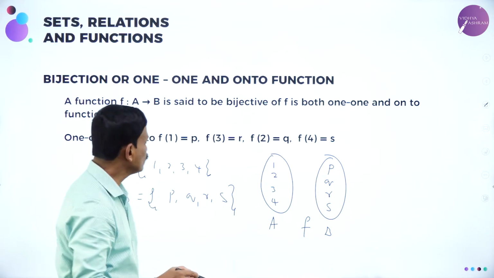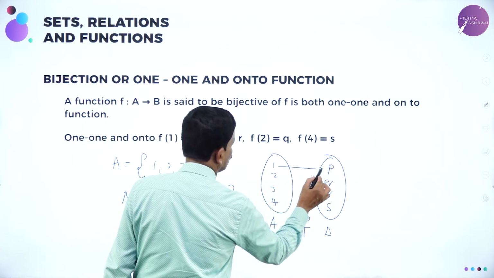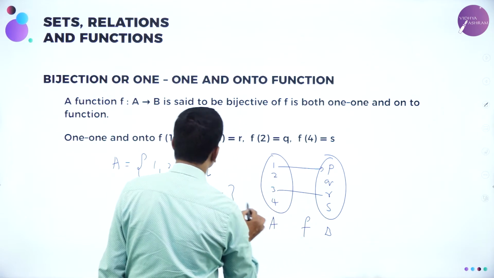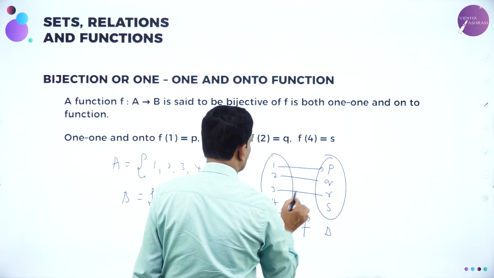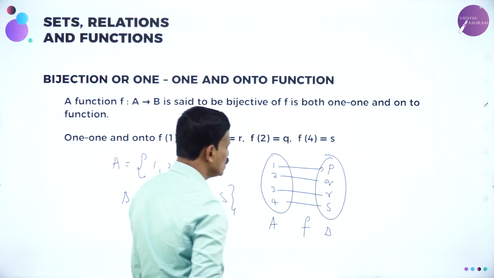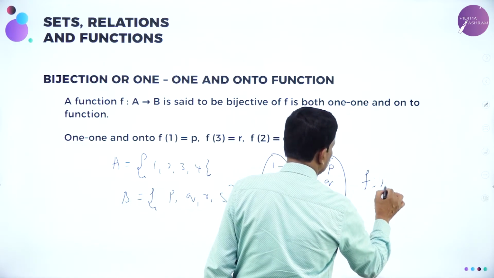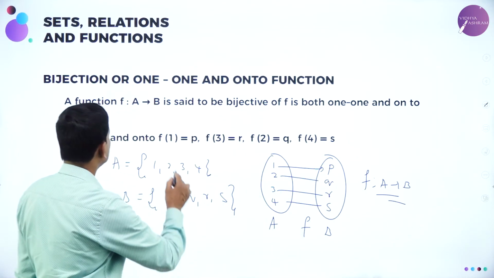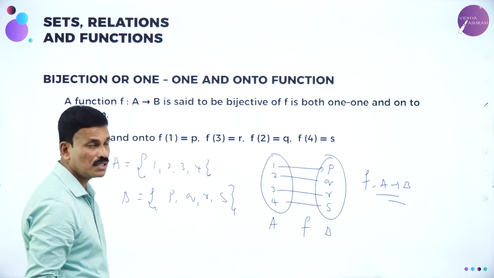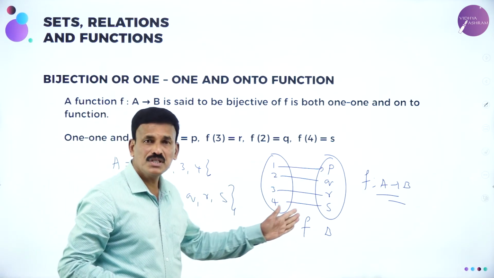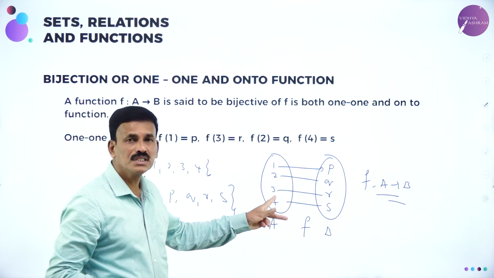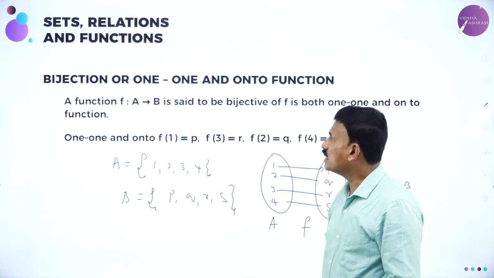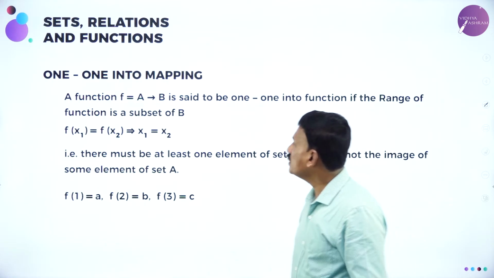Now what is the map given? f of 1 is equal to p, f of 3 is equal to r, f of 2 is equal to q and f of 4 is equal to s. So therefore this f from A to B is both one-one and onto function. A function which is both one-one and onto is called a bijective function. Therefore this is a bijective function. Very important concept. Next, let us come to the next type, one-one into mapping.